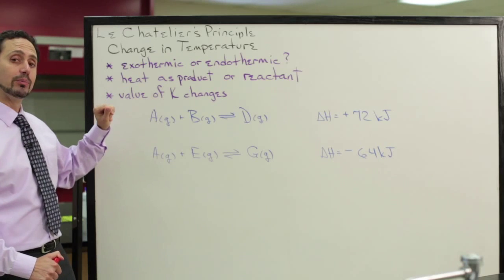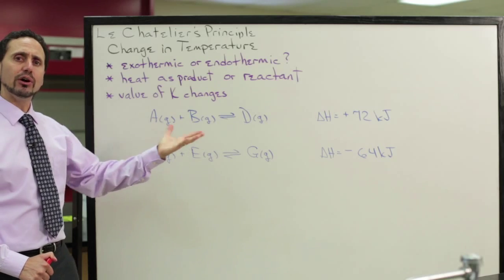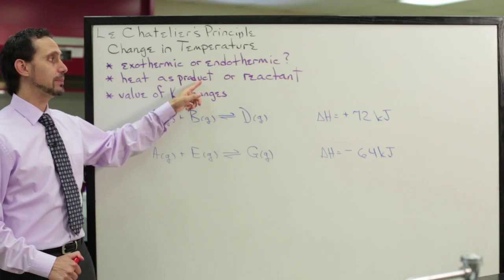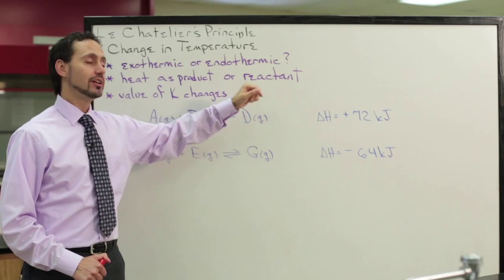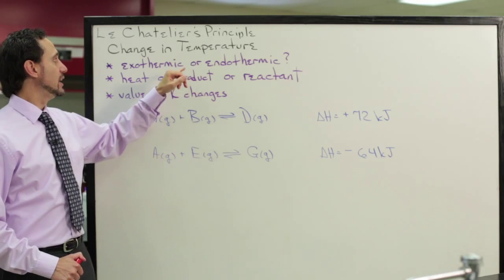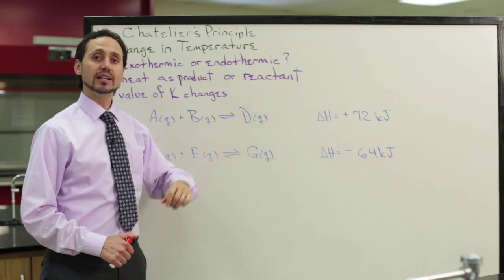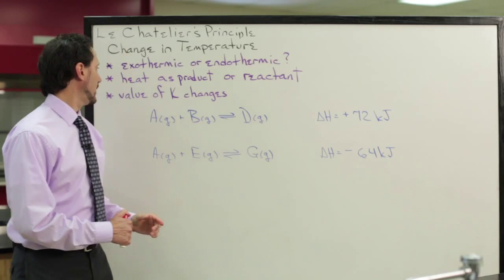Another thing to remember that could help you figure out the shift direction a little more easily is you could think of heat as either being a product or a reactant. It would be a product in an exothermic reaction. Heat would be a reactant in an endothermic reaction.